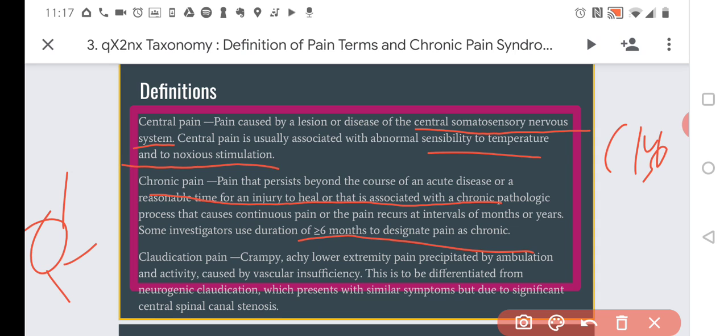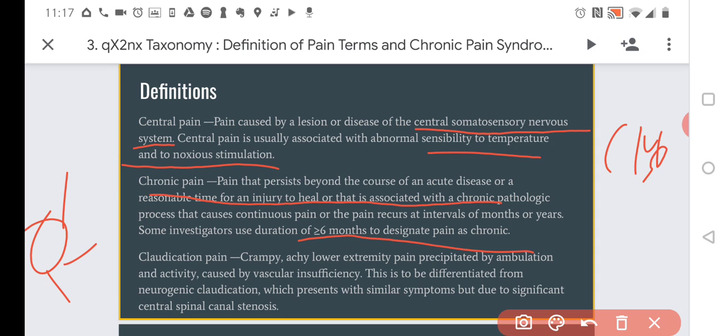If, for example, you would break your hip and after a couple of months, let's say 3 months, it's still painful, it may still be normal. But if you bruise your finger without any fracture and after 3 months it is still painful, something is wrong.